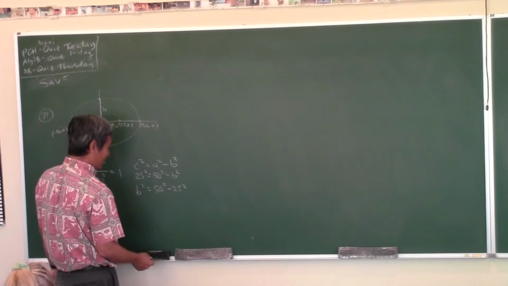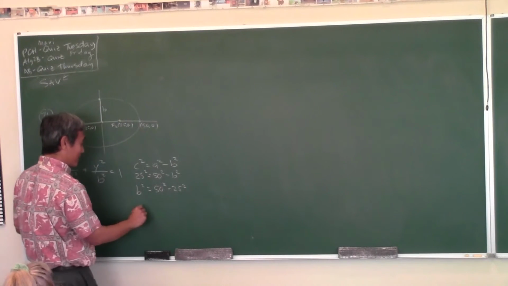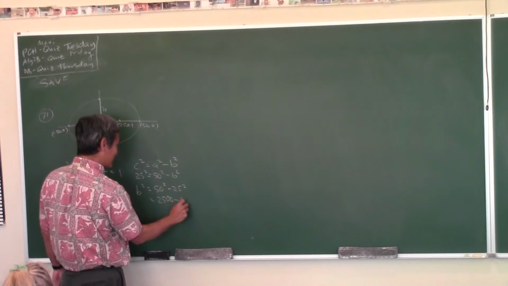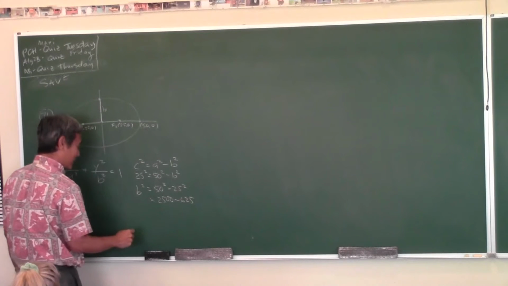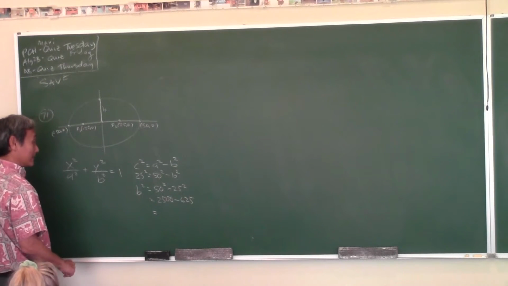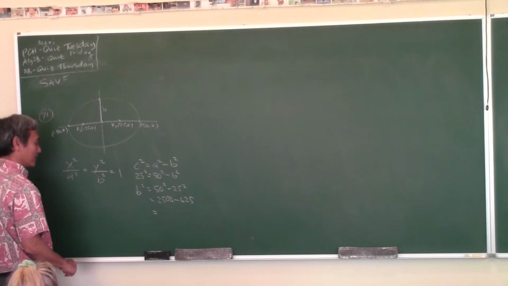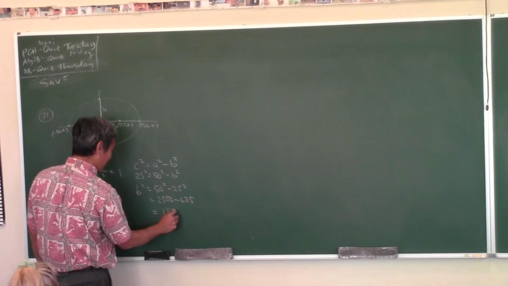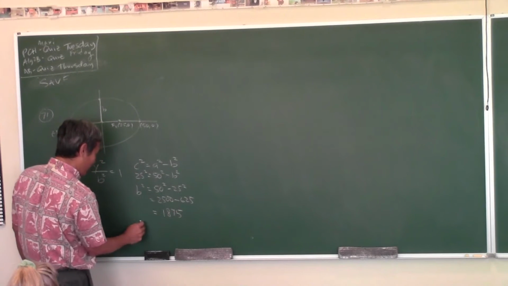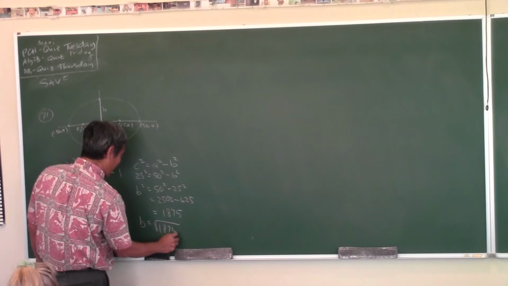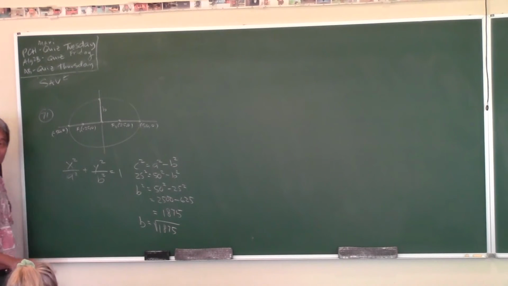So this is what I would do. Now, the other class, they wanted to multiply it out and go, okay, 2,500 minus 625. You know what? Why don't we just do it their way, because that's probably what you're going to do. And if you subtract that, you get? Oh boy. Okay, 1875. So therefore, B is the square root of 1875, but then you have to simplify that.